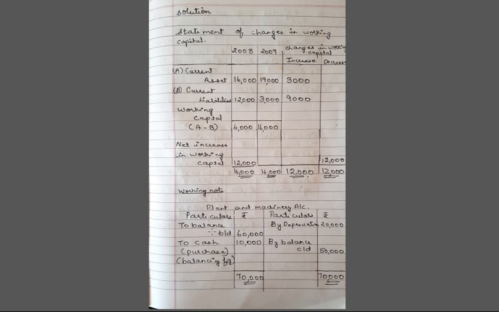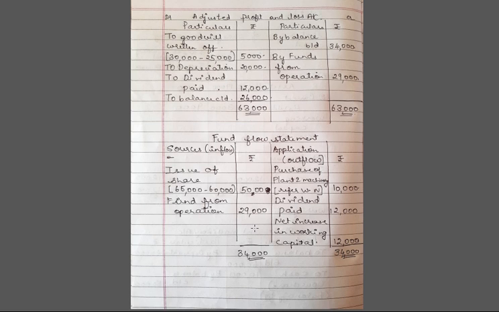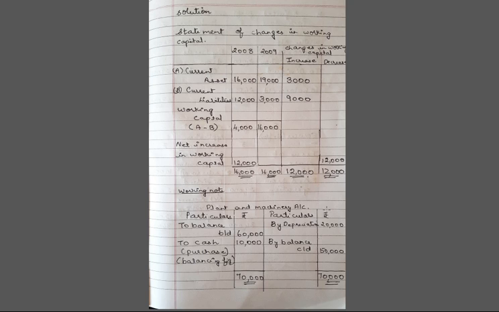Then you write depreciation. Depreciation is an expense, so it will come on the credit side. By depreciation 20,000. Now by balance carried down, this is the closing plant and machinery, 50,000. Right here, 50,000.